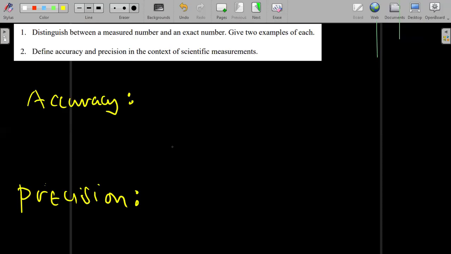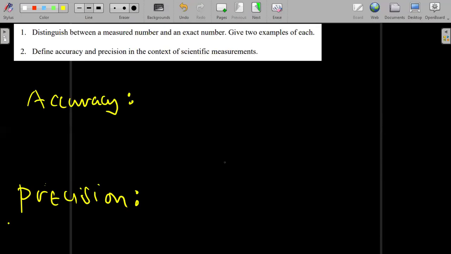Someone is writing on my screen. I don't know. Let me cancel annotations here. Annotate, and then let me erase this part. Let me cancel annotations for you guys. Disable annotations. Okay, that's better.